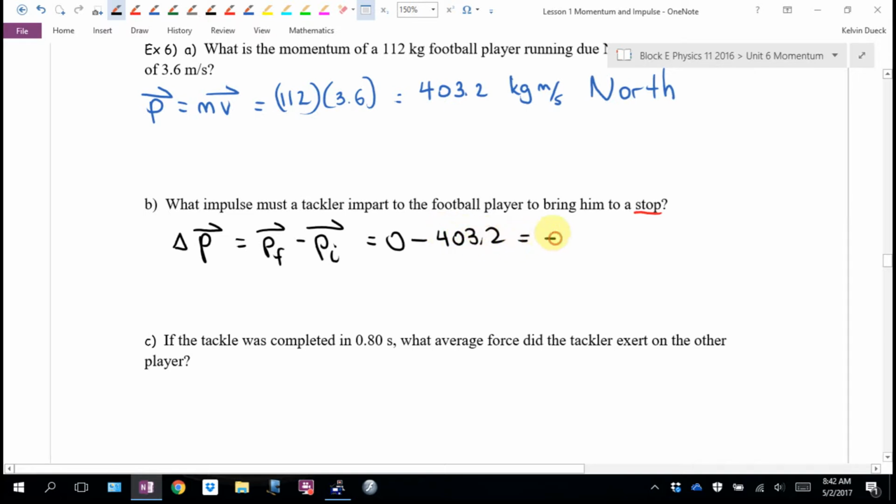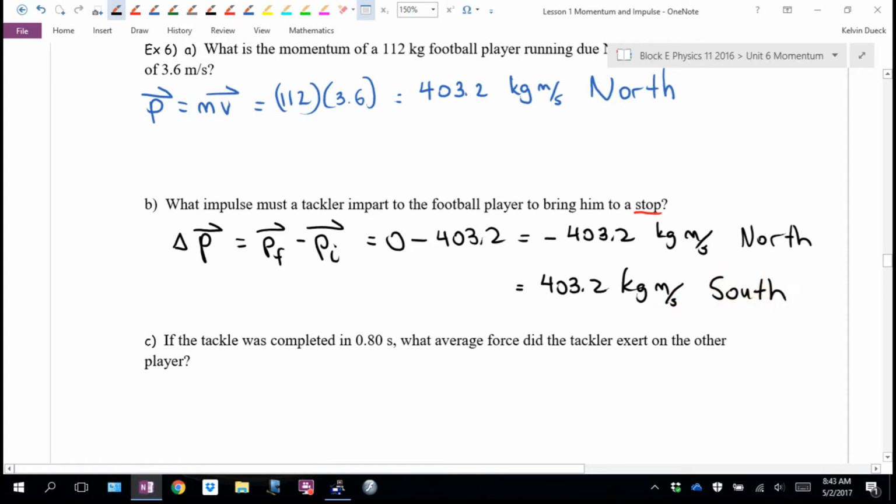And I get negative 403.2 kilogram meters per second north. That's kind of a dumb way to say this. What would negative north really be? You know what? This may seem really obvious now in hindsight. If you want to bring any object to a stop, you have to give it the same amount of momentum but in the opposite direction.